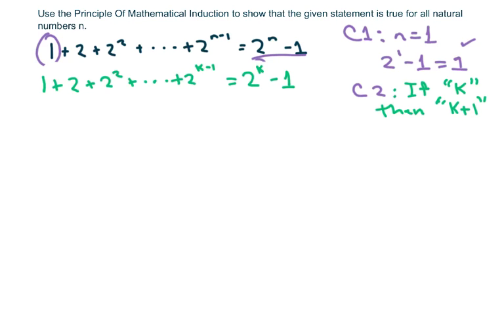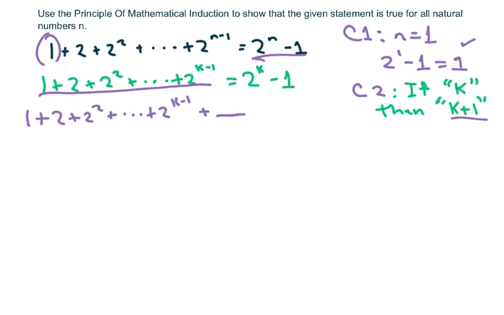So now we're going to check for the k plus 1. So I'm going to copy this sequence down: 1 plus 2 plus 2 squared plus dot dot dot plus 2 to the k minus little 1. And I'm going to write the next term. So what do you think the next term is going to be? If you don't know, what we're going to do is just write 2, and everywhere there's a k, put k plus 1.